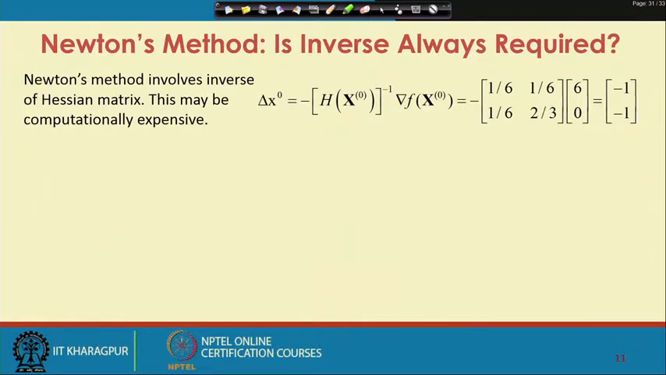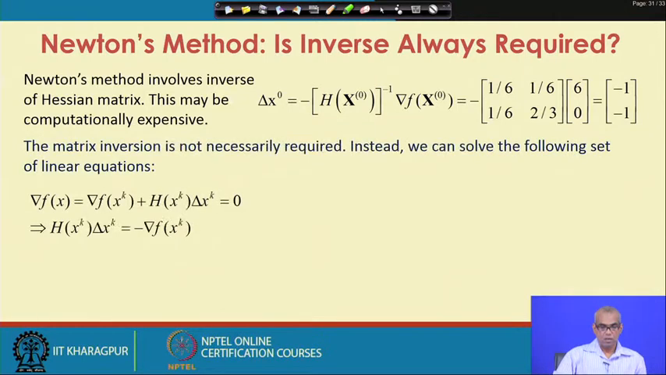For example, in the previous case, delta x 0 is obtained as minus Hessian inverse into gradient of f, and this was obtained as minus 1, minus 1. Now, the matrix inversion is not necessarily required. Instead of this, we can also solve the set of linear equations that are involved.